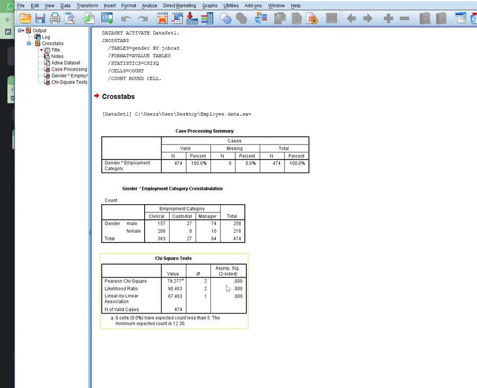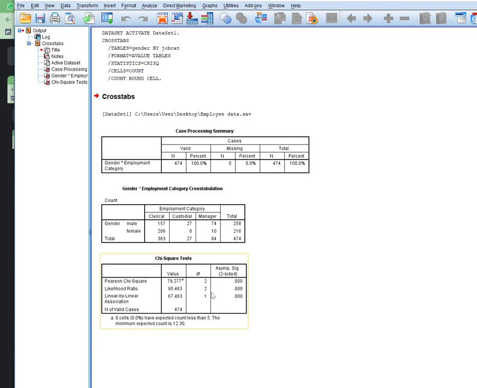In your conclusion or discussion, you will say, among the factors that contribute to someone assuming a certain employment position, gender is one of them. Among the factors that contribute to this employee assuming a certain employment category, gender will be among the significant factors.